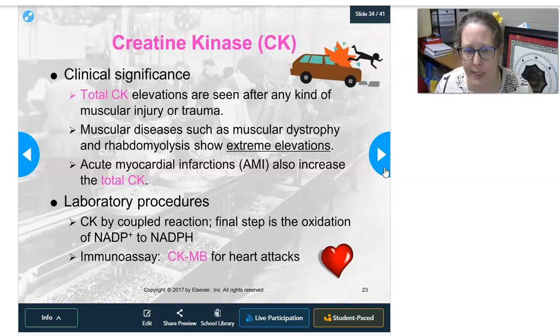The lab procedure for CK is usually measured by a coupled reaction, with the final step being the reduction of NADP to NADPH, with a color change that can be measured. And then CKMB is usually done as an immunoassay, again in the context of heart attacks.